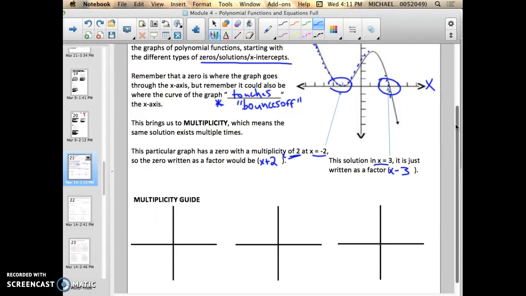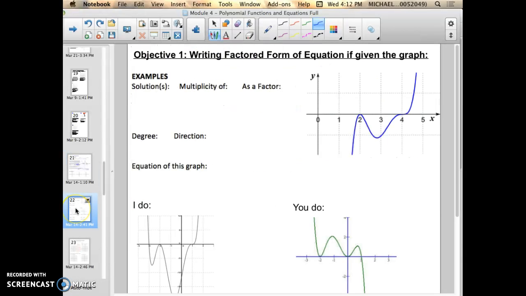So that's just a little refresher on multiplicity and why it's so important, because it does affect our graph itself, and it does affect the roots and the factors, and especially when we write in factored form. We have to identify how many times each root exists. So let's move on to an example.